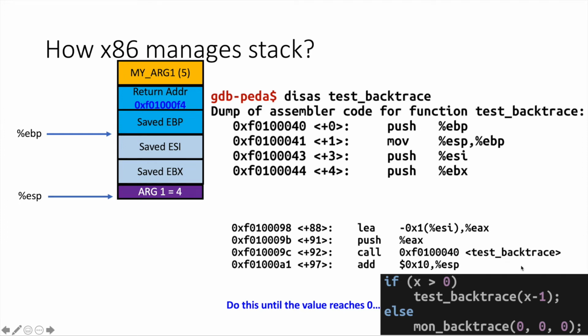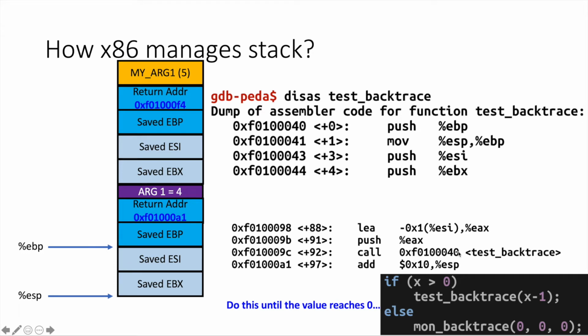So after calling test backtrace recursively, we need to store the return address of this function, the next instruction in the same function. So this F0100A1 is stored here. And then our execution will continue at the start of the function, and the next instruction is push EBP to store the previous EBP here, and move EBP down and also reserve a new stack for another function. And the code will do this until the value reaches 0. So it will nest this kind of function call from 5, 4, 3, 2, 1, and 0.